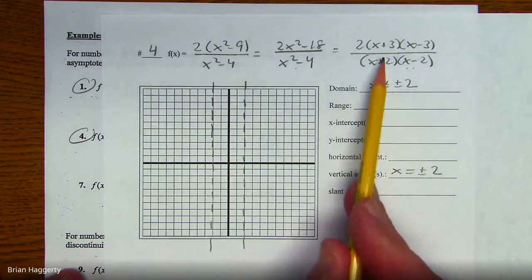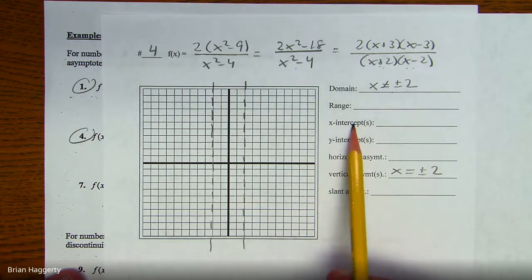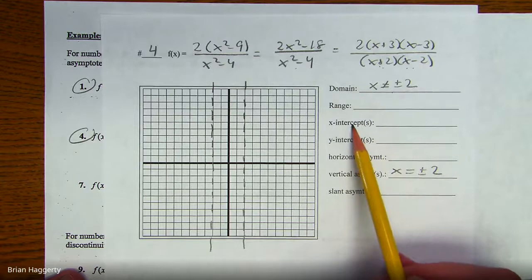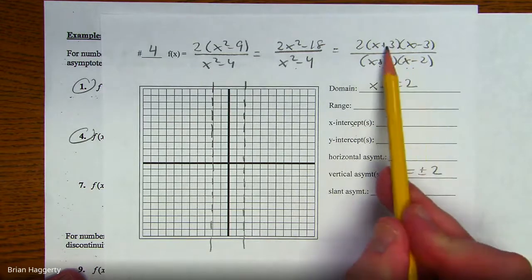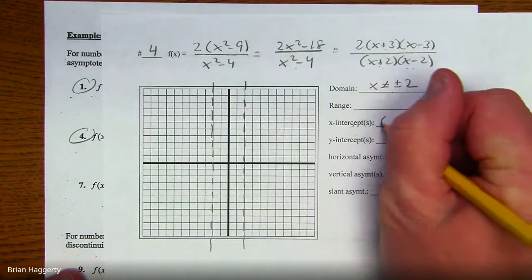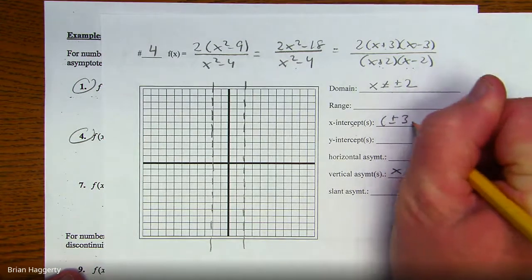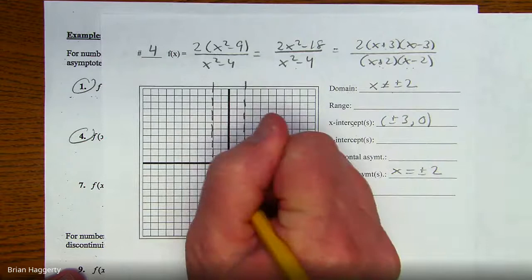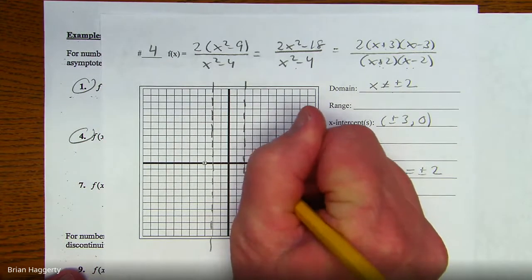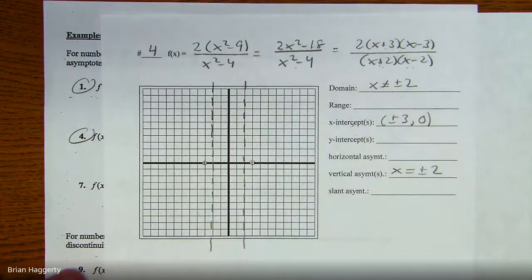Okay, your intercepts for x. X-intercepts, as long as this is in simplified form, it's going to be when the top of the fraction is equal to 0. So we have two x-intercepts, plus and minus 3. If it simplifies down to something else, again, that's a variation we're going to talk about tomorrow.